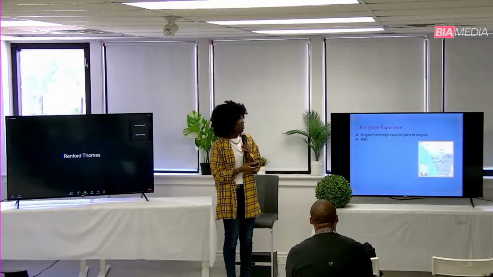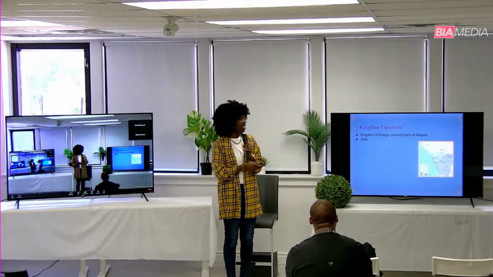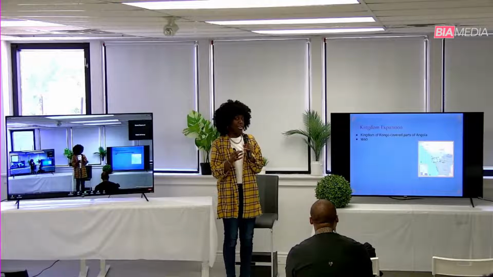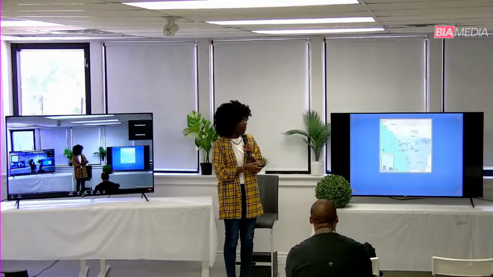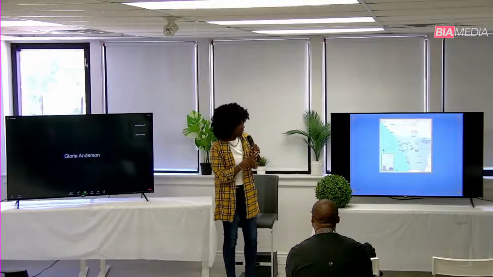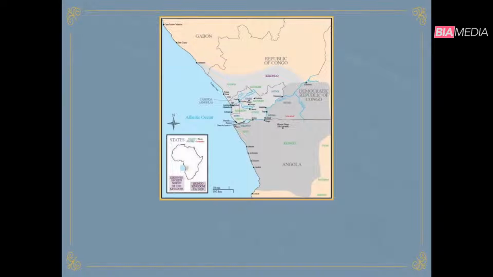All right. So now we'll talk again about a bit of the kingdom expansion. So the Kingdom of Congo had covered parts of Angola, and that was around 1650. And this is a closer view of the map. And as we can see, it's really in this region right here. So here is Angola.